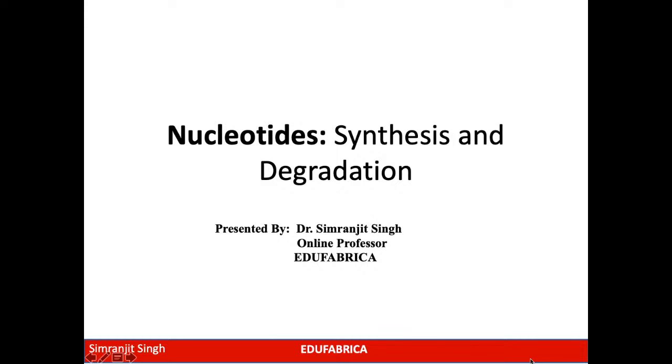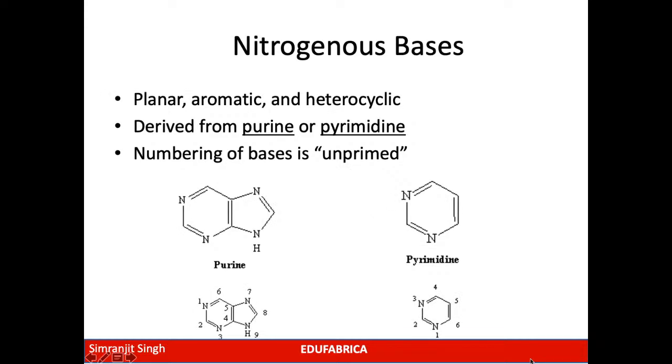So something about nucleotides first. They are the nitrogenous bases, as we know. They are planar, aromatic, and heterocyclic. They are purines and pyrimidines, and the numbering of the bases is unprimed here.